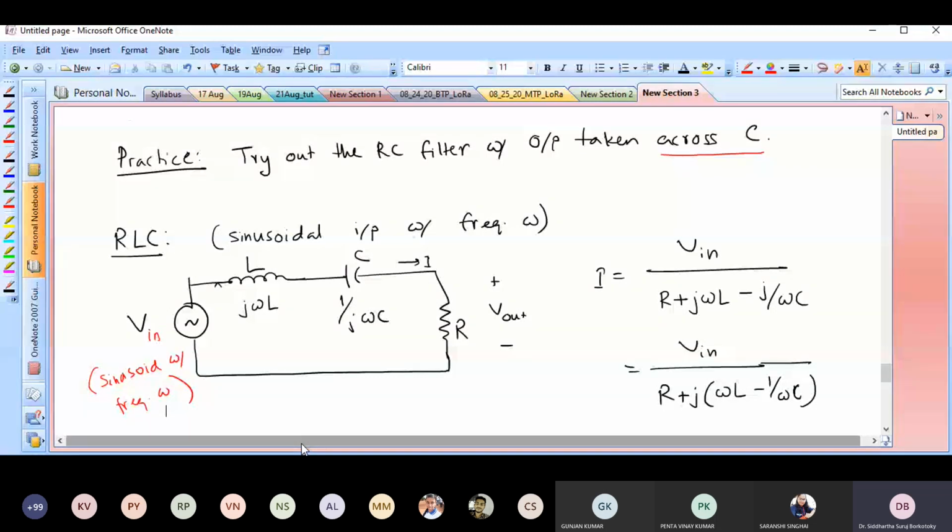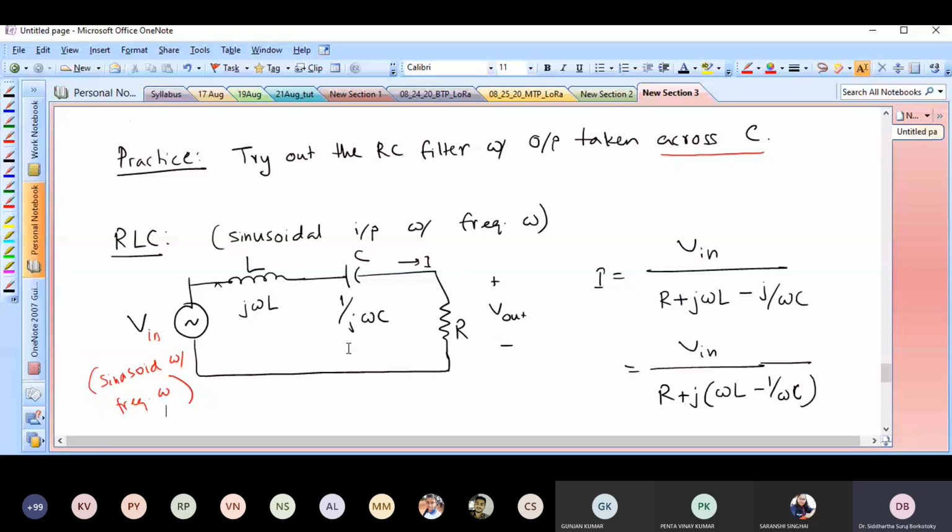But right now we only care about what happens to a waveform with a certain frequency, because that's our main goal, right? We want to find out if I have a high frequency input, is it suppressed or is it not? If I have a low frequency input, is it suppressed or is it not? So that's the question we are trying to answer, and for that, all we care about is sinusoidal inputs with certain frequency omega.